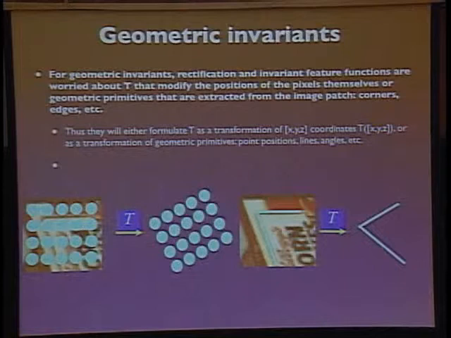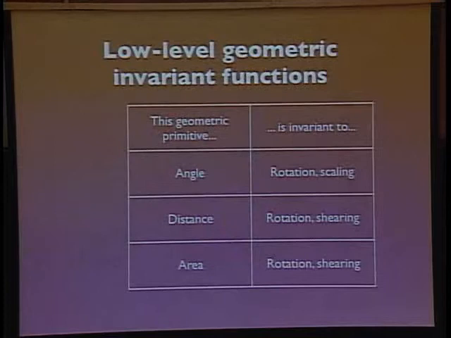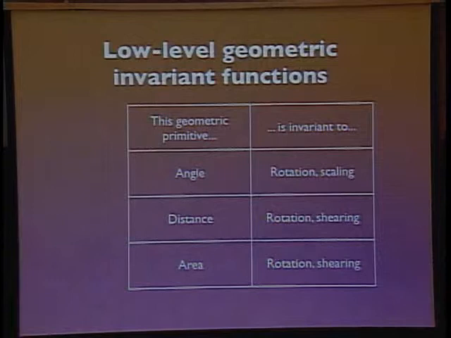Or you could say, I want to have an invariant feature function that is invariant to the angle that is made by those three points, by that triple of points. Now, you might consider what you have learned in geometry class, probably when you were in maybe 10th or 11th grade, about different geometric primitives. They might not have called it this, but you probably spent a lot of time doing, or actually I did, I don't know if you did, doing proofs about angles and distances and areas of things.